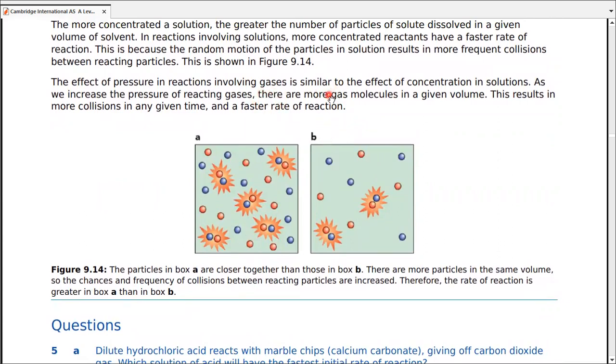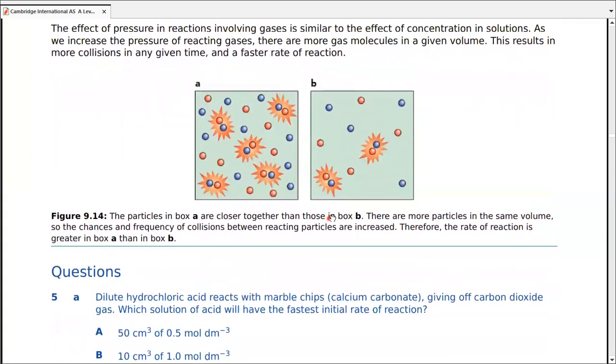The effect of pressure in reactions involving gases is exactly similar to the effect of concentration in solution. As we increase the pressure of reacting gases, there are more gas molecules in a squeezed space, in a given volume that has definitely been shrunken. If the pressure has increased, we now have a low volume. So in that shrunken or squeezed space, we have more particles. It's actually a similar effect to what we were discussing in concentration just a minute ago. So this results in more collisions in any given time and a faster rate of reaction.